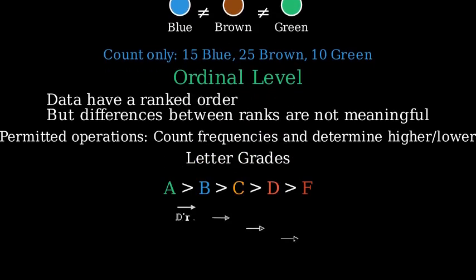Common examples include letter grades, customer satisfaction ratings, or Olympic medal standings. We know that an A is better than a B, which is better than a C, but we can't say that the difference between an A and a B is the same as the difference between a B and a C.